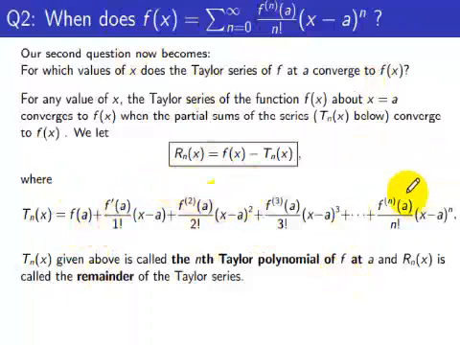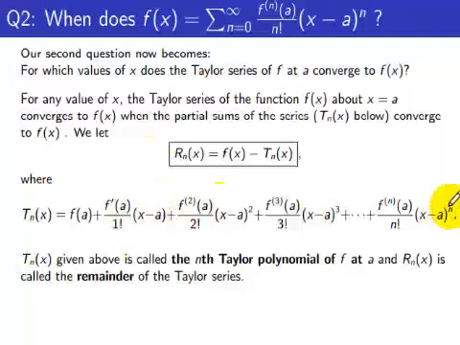So suppose this function f is differentiable how many times? n plus 1 times, right? So now we find the nth order Taylor polynomial of f around a. So this is the nth order Taylor polynomial of f around a.